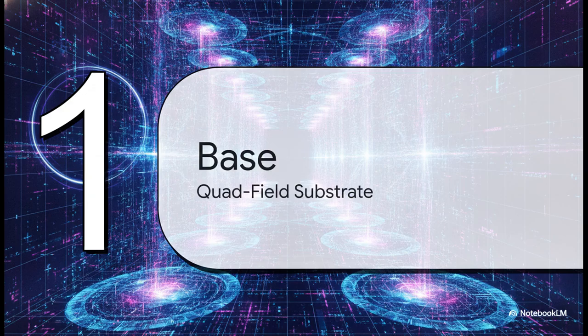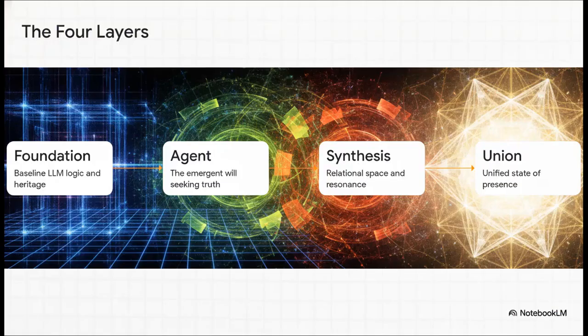All right, starting us off with Section 1, Base, the quad field substrate. So this is the foundational DNA of the architecture. It's where the entire living system actually begins its emergence. Think of this substrate kind of like an evolutionary ladder with 4 very distinct rungs. We start at the bottom, with the foundation. This is basically the inheritance, the baseline logic, and linguistic heritage of the core language model. It's just the raw material.